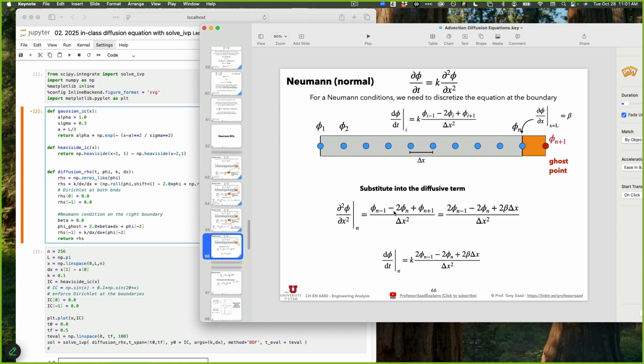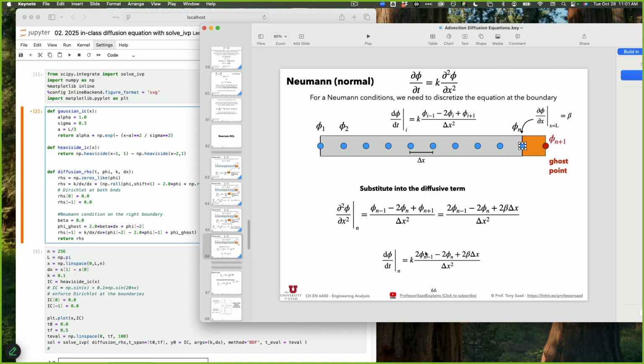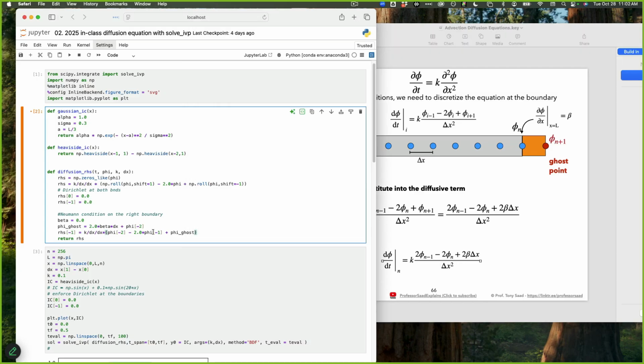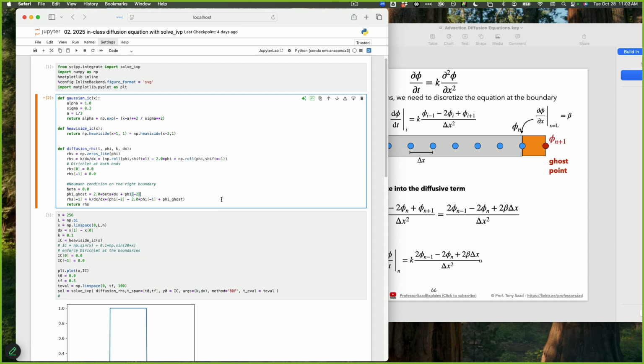Phi n minus 1, it's phi minus 2, that's this point, minus 2 phi n, that's the last point here, plus the ghost point. So see how I'm going to implement this. Phi minus 2 minus 2 times phi n, and then plus phi ghost. Okay, so you could have implemented it in this way directly, like 2 beta delta x over delta x squared. I chose to do it in 2 steps. Okay, does that make sense? Does this make sense?